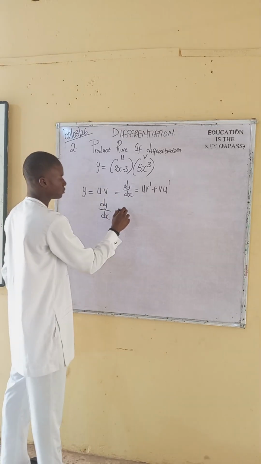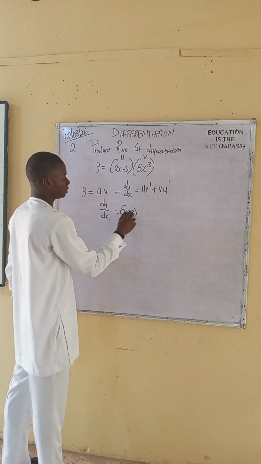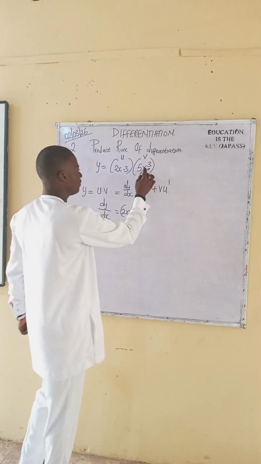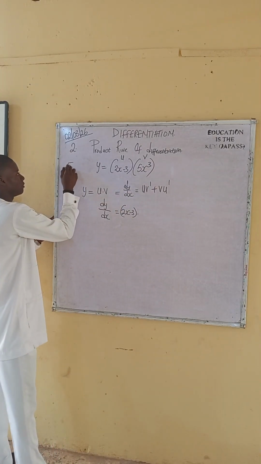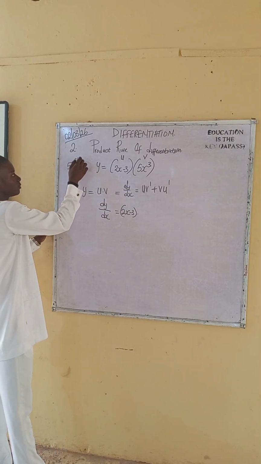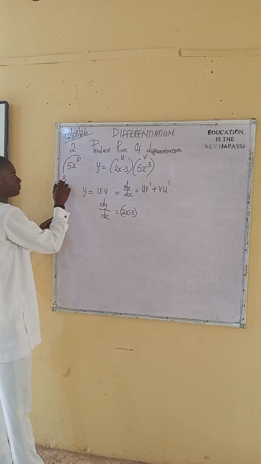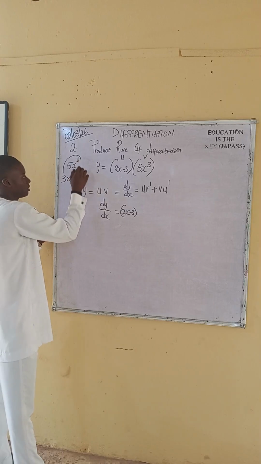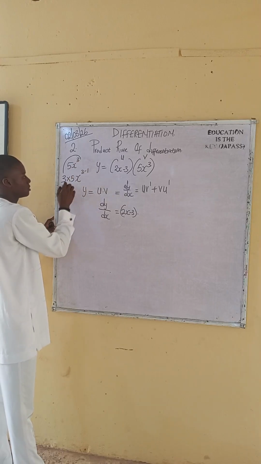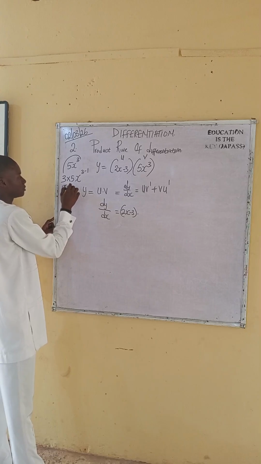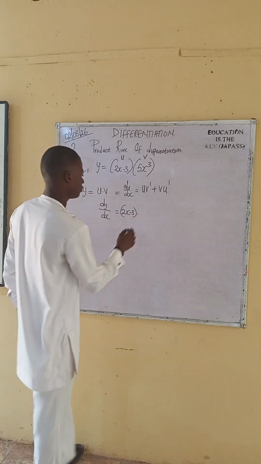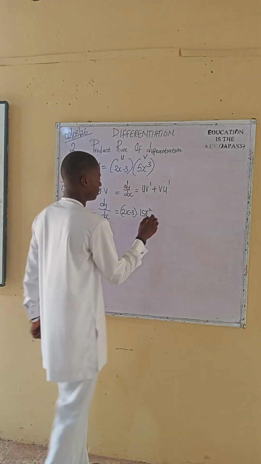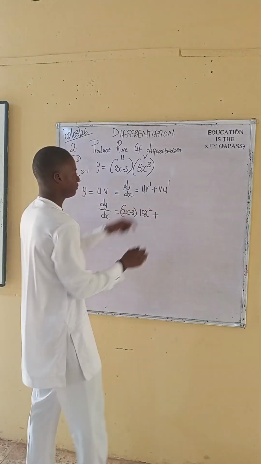So bring back this function, 2x minus 3, then multiply it by v prime. Differentiate the v, which is this. If you differentiate 5x raised to the power 3, I said bring down the power 3, times 5, then x raised to the power 3 minus 1. So I'm having 15x raised to the power 2. So this will be times 15x squared.